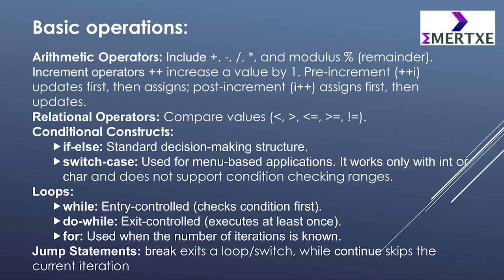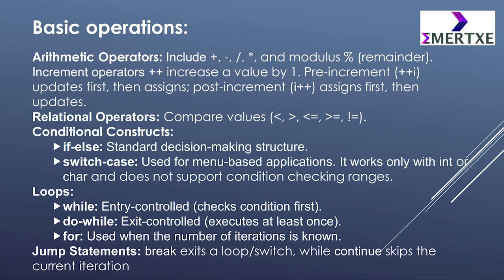Loops are used to repeat a set of statements. The while loop checks the condition before execution. The do while loop executes the code at least once. Jump statements like break and continue control loop flow.